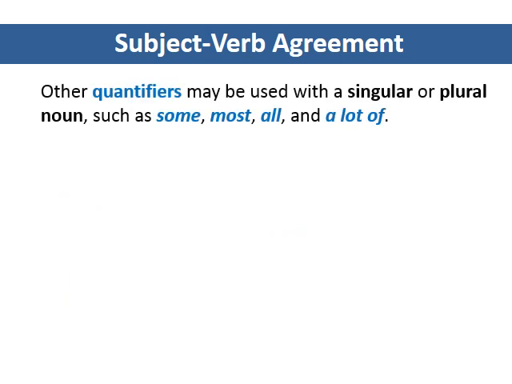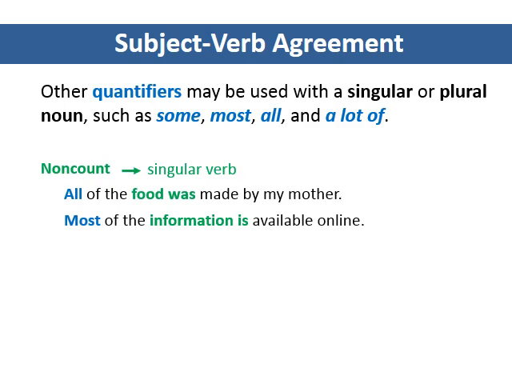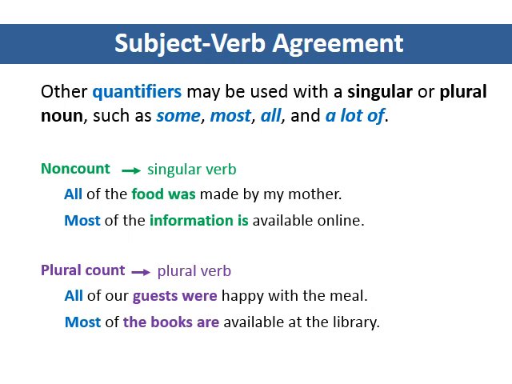Other quantifiers may be used before a singular or plural noun, such as some, most, all, and a lot of. Quantifiers used with non-count nouns are followed by third-person singular verbs, such as was and is. Quantifiers used with plural count nouns are followed by the plural form of third-person verbs, such as were and are.